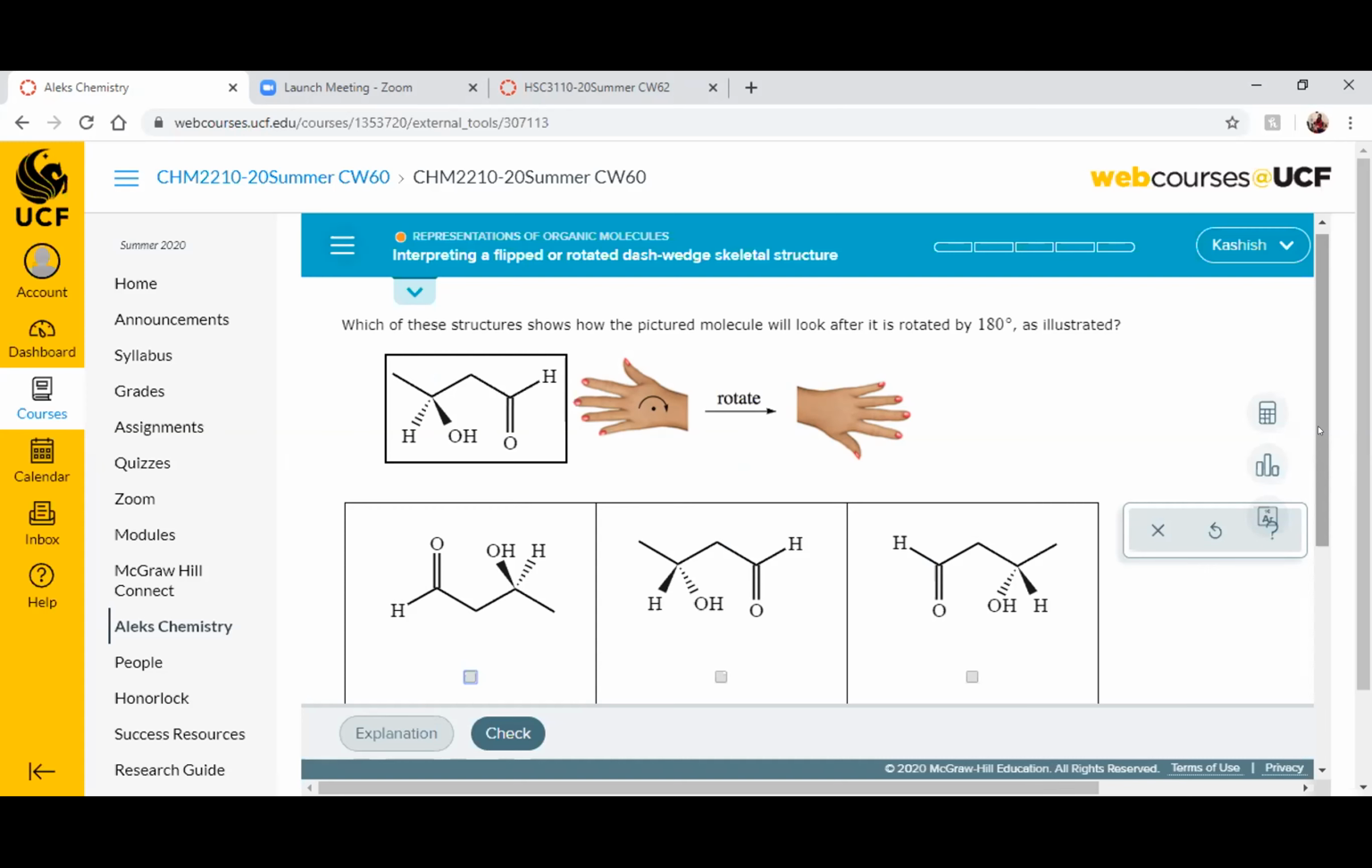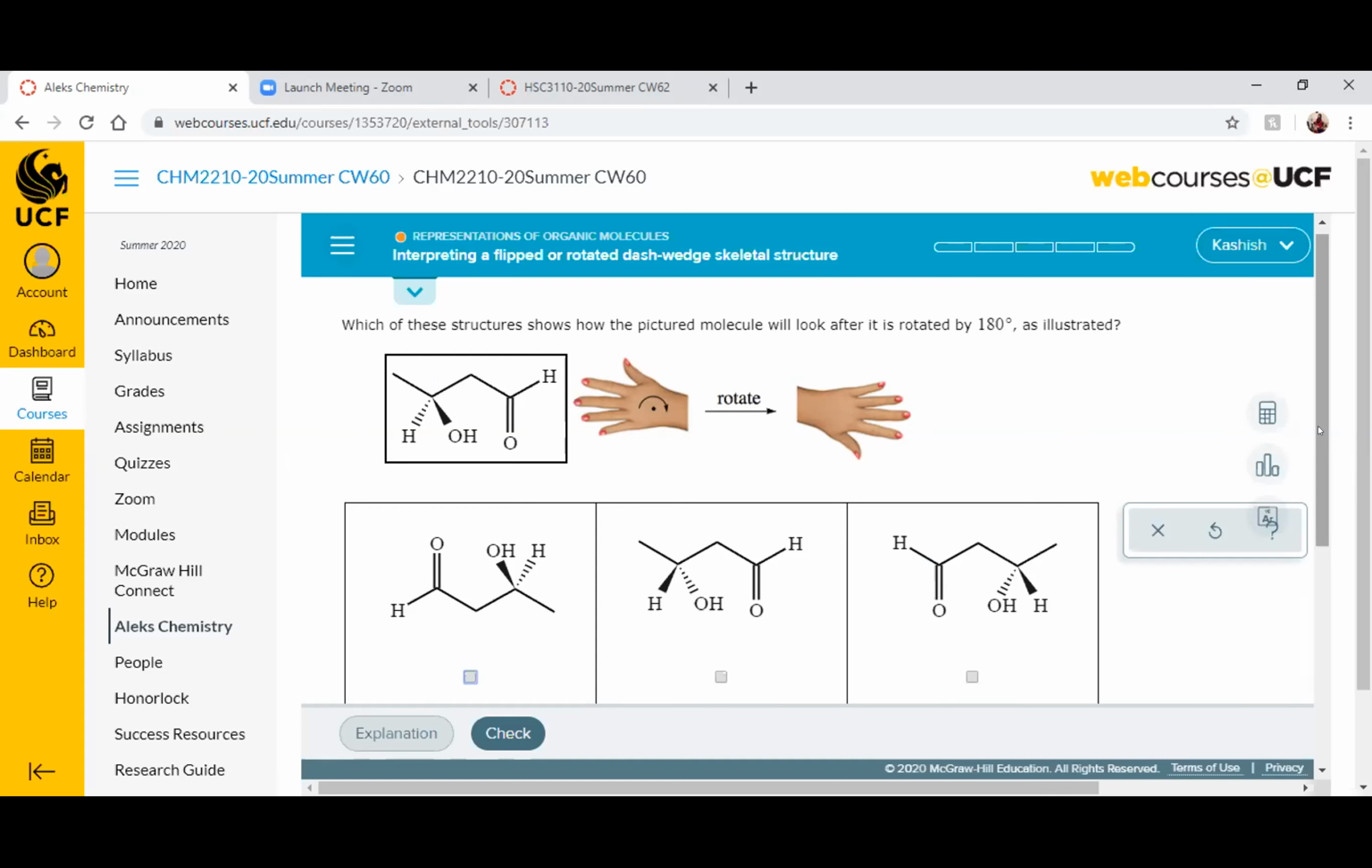When you have a solid wedge, that means that whatever is on that wedge is pointing out of the screen towards you. Whenever you have a dashed wedge, that means whatever is on that dashed wedge is pointing into the screen away from you, okay? It's like, I like to show it by doing a peace sign with my fingers and just rotating it. And the finger that's towards me would be a solid wedge, and the finger that's away from me would be a dashed wedge, okay?